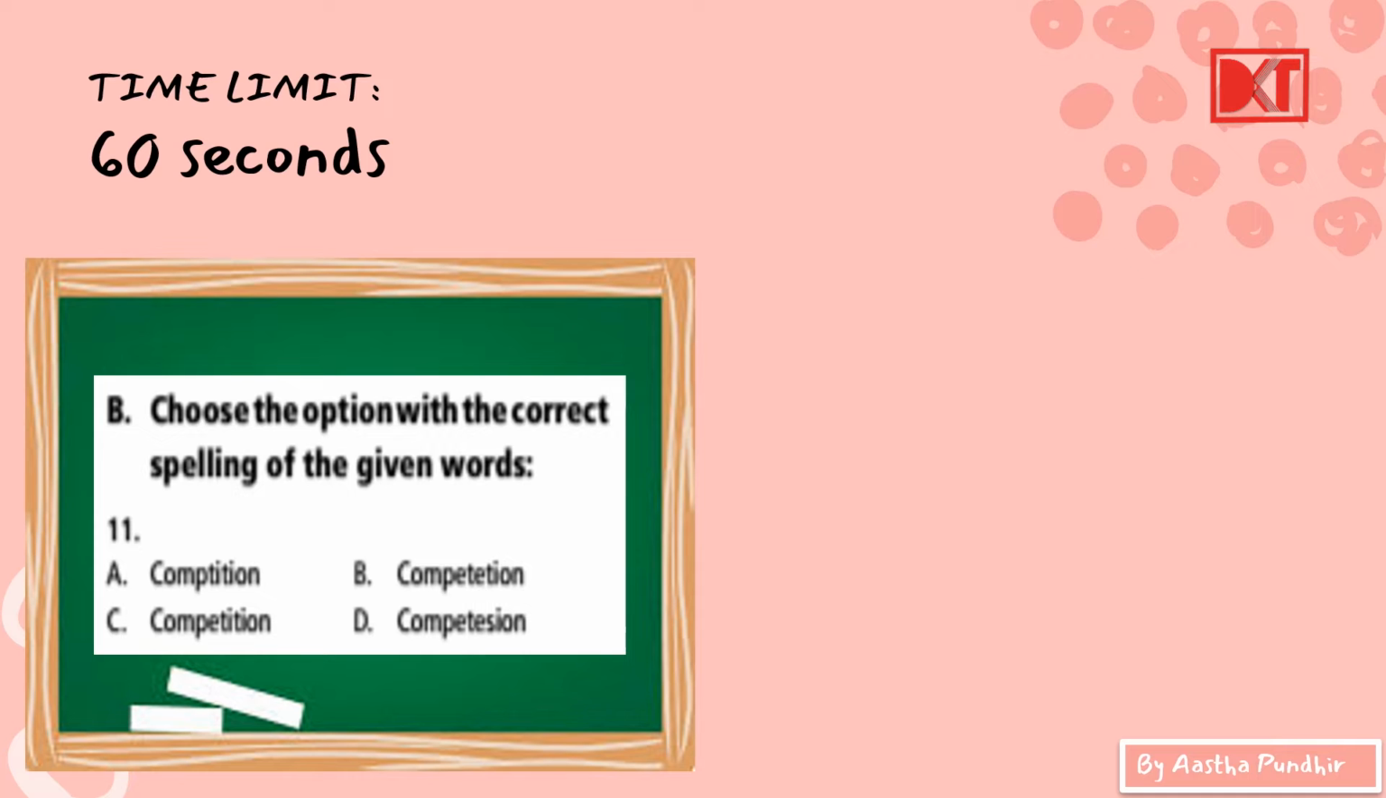Okay, so now let's start with the questions. Here you see, choose the option with the correct spelling. Here the word given is competition, and for competition the correct spelling is C-O-M-P-E-T-I-T-I-O-N. Alright, competition. Here the sound of T is that of sh, but you have to be careful about this spelling.